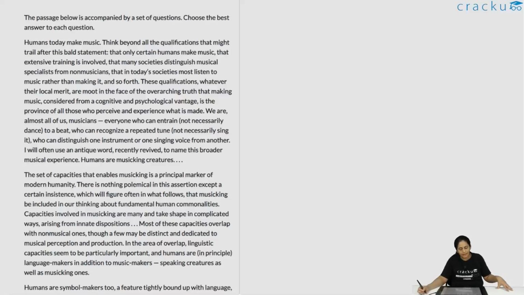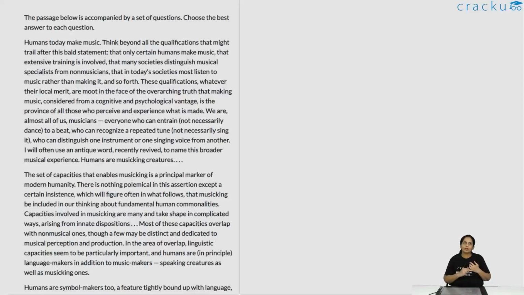I will often use an antique word recently revived to name this broader musical experience. Humans are musicking creatures. So basically he's arguing that, okay, you can quibble that not all humans make music, but the author says that all humans are musicians. And why does he say that?